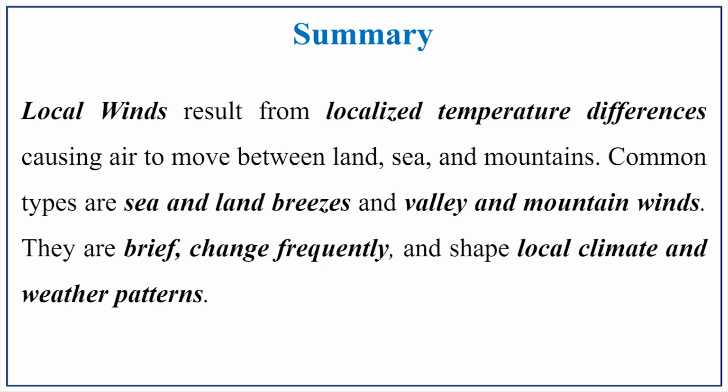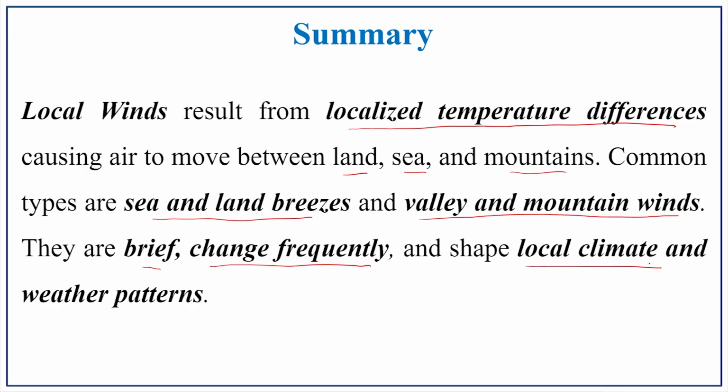To sum up the entire lecture, local winds result in localized temperature differences, causing the air to move between land, sea and mountains. The common types are sea and land breezes, valley breezes and mountain winds. They are brief, change frequently, and shape the local climate and weather pattern of that particular locality and globally also.